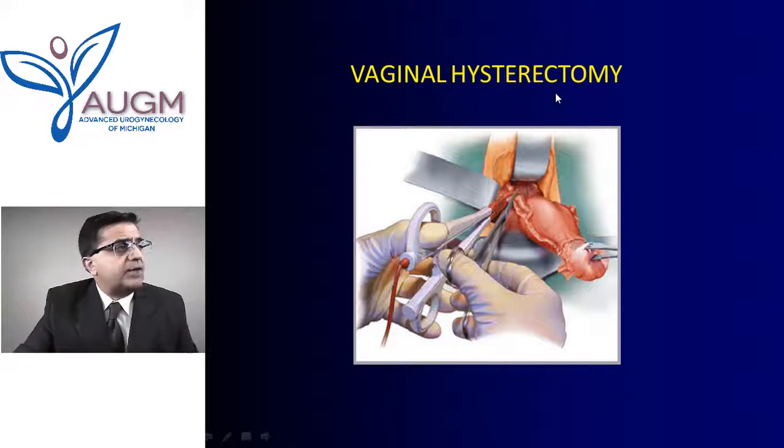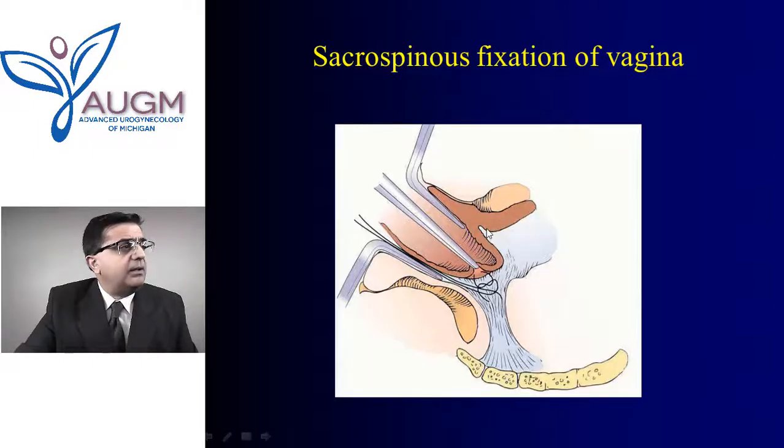Let's talk about hysterectomy. When the uterus is coming down, the most common operation done is called a vaginal hysterectomy. So this is the uterus right here. We've cut out all the ligaments and we're finally cutting out its blood supply, and then the uterus is delivered out and then the vagina is closed. So this is called a vaginal hysterectomy.